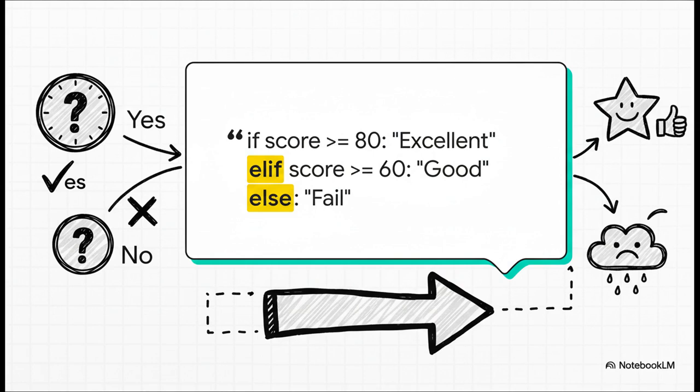The computer acts like a super literal bouncer, checking a list from top to bottom. First, is the score 80 or higher? Nope, it's 75. Okay, moving on. Next check. Is it 60 or higher? Yep, it is. So it prints good, and then its job is totally done. It won't even look at the rest. It only gets to that final else if none of the other conditions are met.